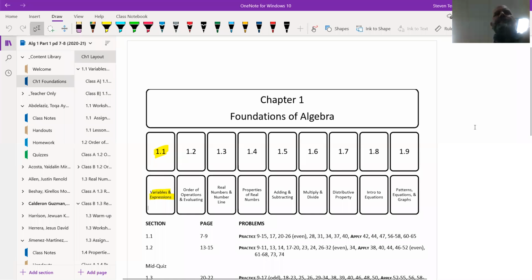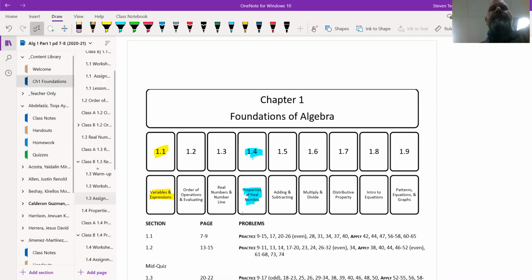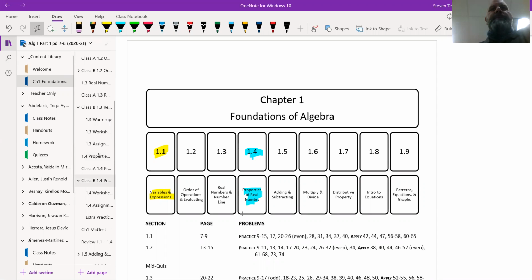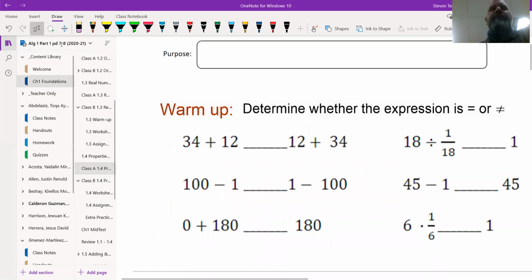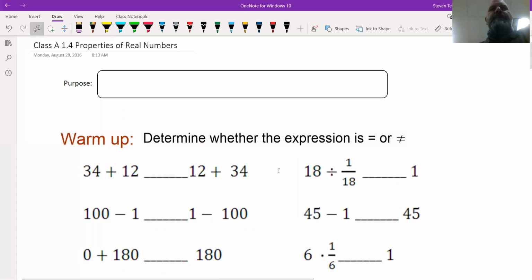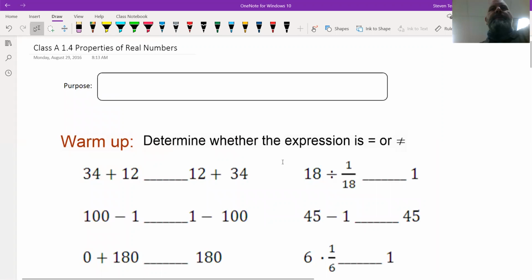Algebra students, we are going to continue in chapter 1. We are looking at section 1.4, talking about properties of real numbers. Let's dive into our notes, and as we're getting there, I'm going to be giving you short little videos of these sections. I'm not going to try to make one big entire video. I'm just going to keep them very small and short, and you can refer back to them as you do your assignment.